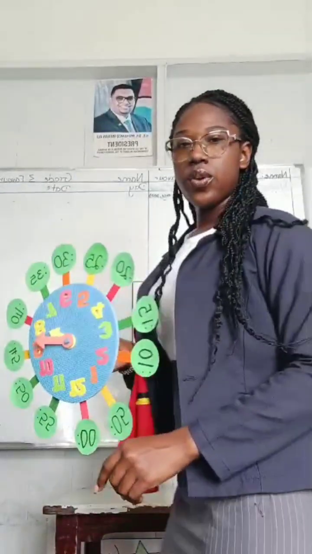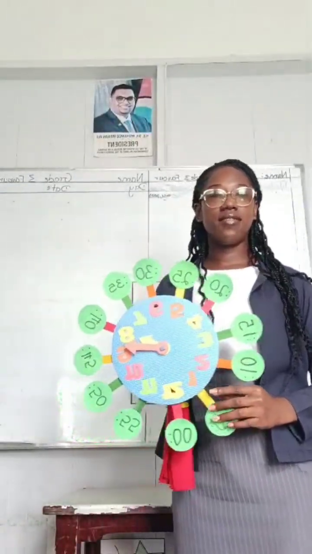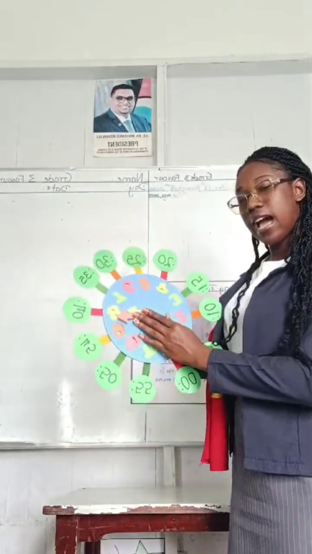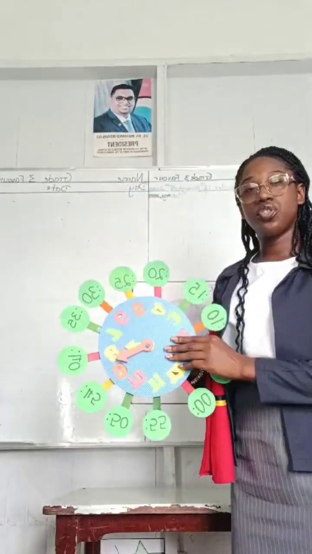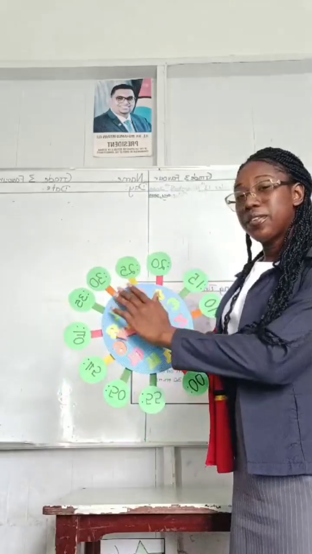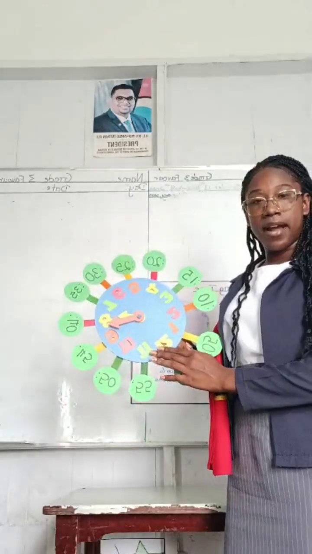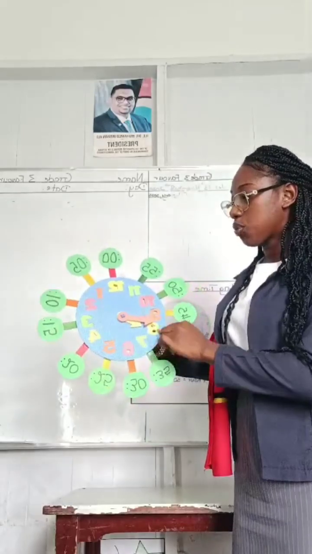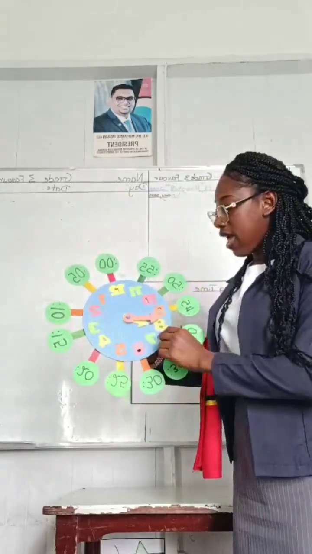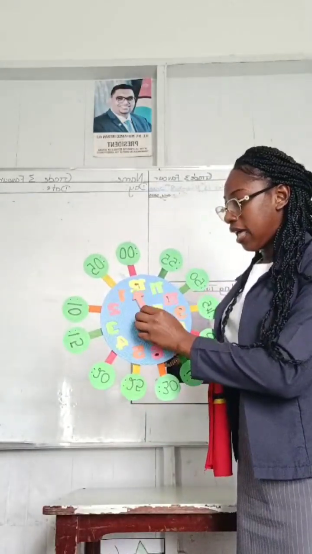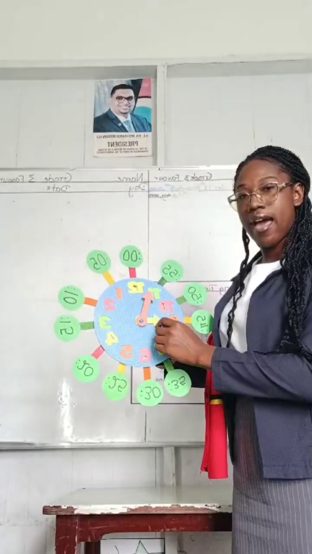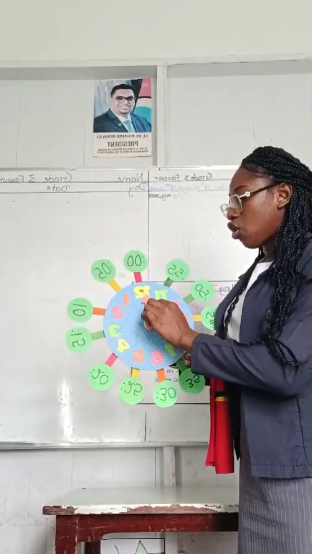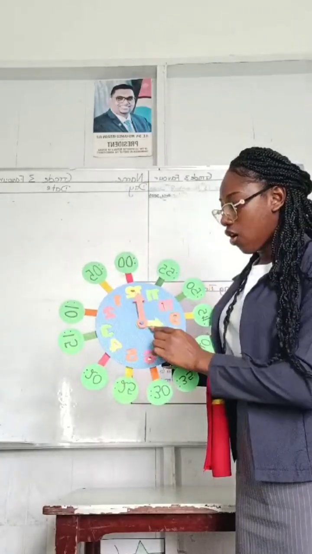So, we first must be able to identify the parts of a clock. This is an analog clock. It consists of three main parts, which include the face of the clock. This is the part of the clock that has the numbers, and it starts from number 1 straight up to 12. Then we have our minute hand and our hour hand. And we must also know that the minute hand is always longer than the hour hand.